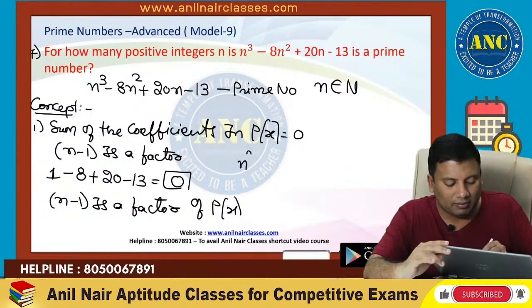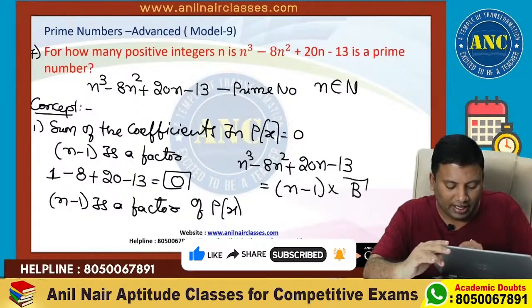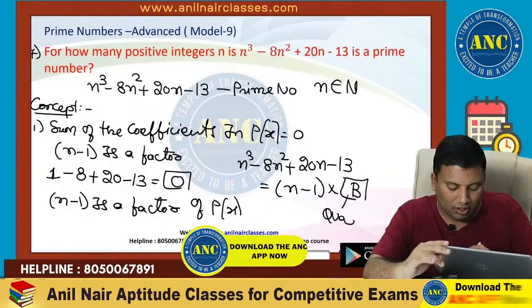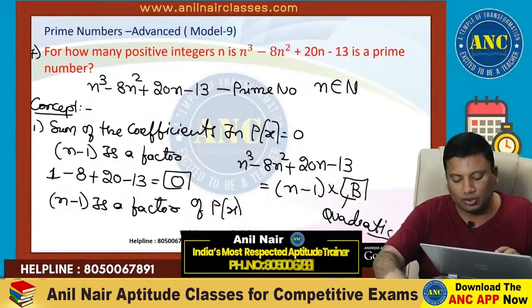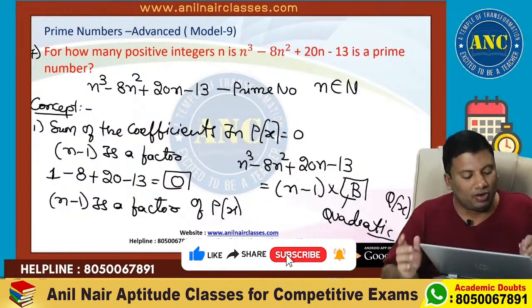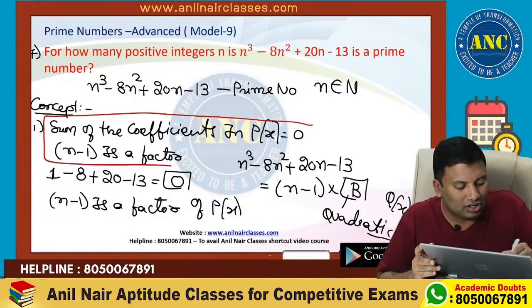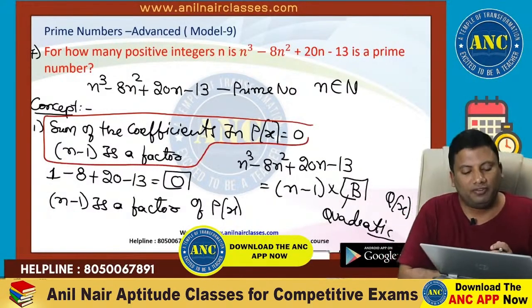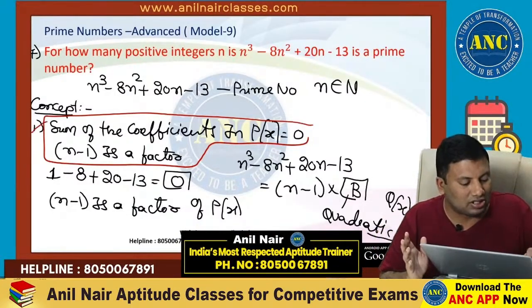So n cube minus 8n square plus 20n minus 13 has n minus 1 as a factor. There is one more factor, which is quadratic, because it is cubic and the linear factor is 1. So let us find out what Q of x is. If the sum of the coefficients is 0, then n minus 1 is a factor. I hope this first concept is clear.